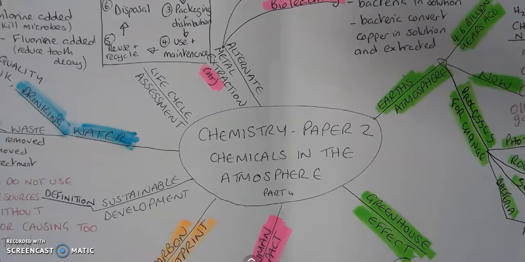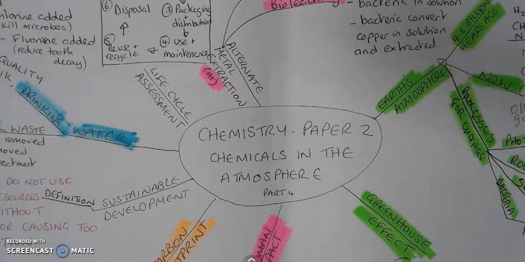Hello, this is the fourth video in a series of four for Chemistry Paper 2, and this one is called Chemicals in the Atmosphere, looking at how the chemicals have changed over time, looking at the greenhouse effect, looking at the impact humans are having on the atmosphere and the changes in gases, carbon footprint and sustainable development.